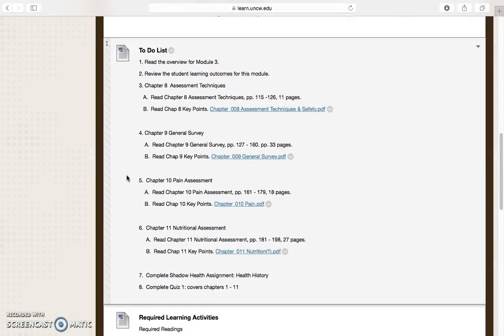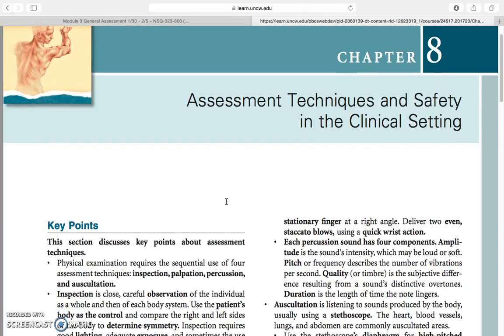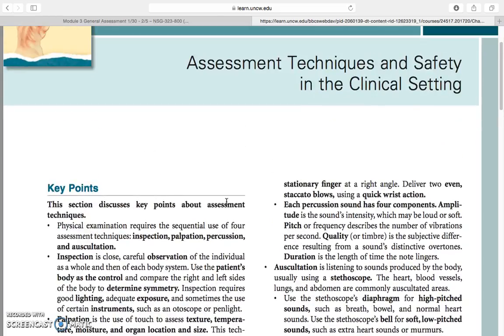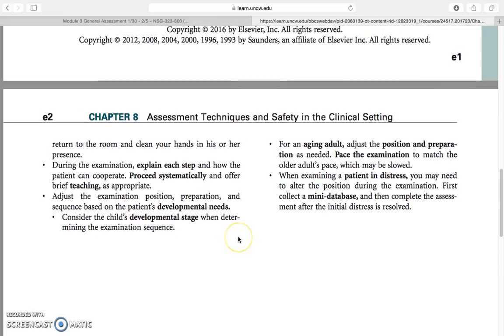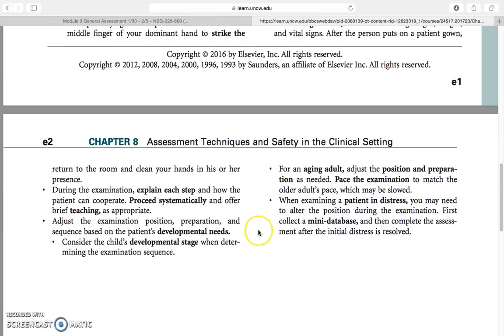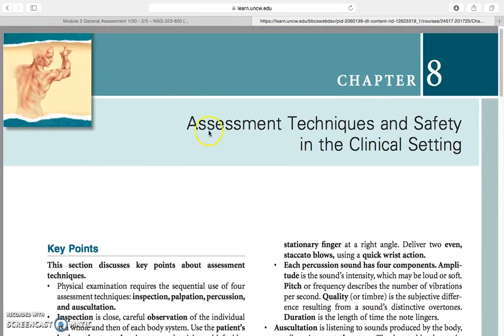So this week we're focusing on assessment techniques, a general survey, and interview questioning, as well as pain and nutrition. From Chapter 8, you'll see that these assessment techniques and safety in the clinical setting focus on key points to doing those assessment techniques and will help you with your assessment compilation in this week's single system and also with talking to Tina in Shadow Health.